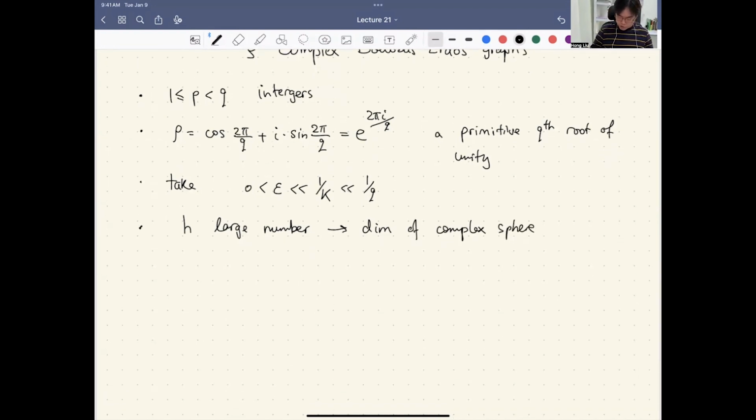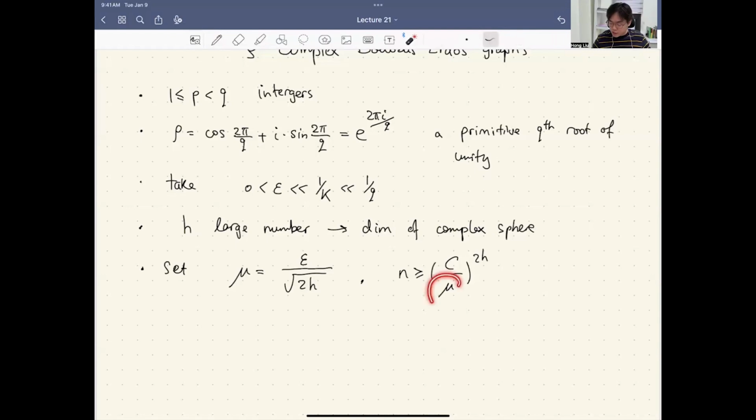Okay, we're going to set further this parameter mu to be epsilon over square root 2h. And we're going to take n to be sufficiently large. We've mentioned this lemma: when n is sufficiently large in terms of mu, we can cut the complex sphere into equal measure pieces. Let's normalize the measure to 1, so that each piece has diameter at most mu.